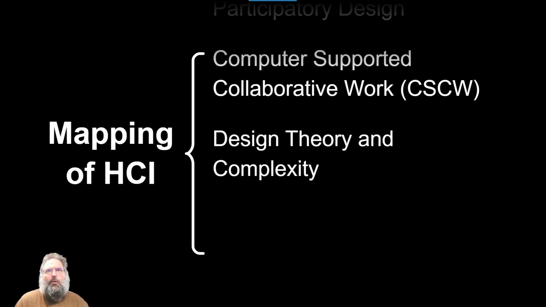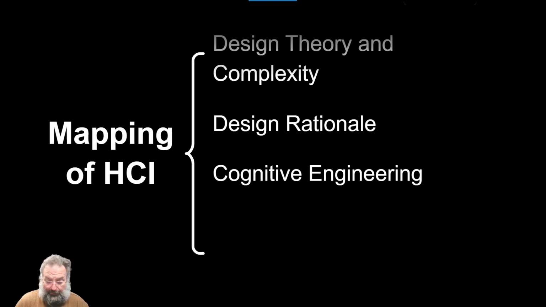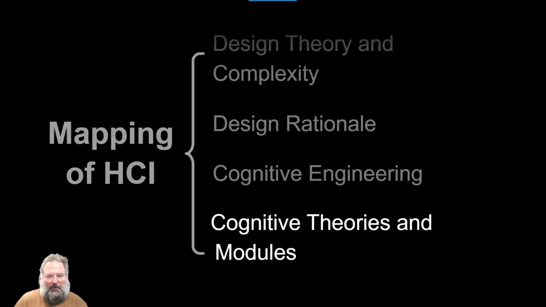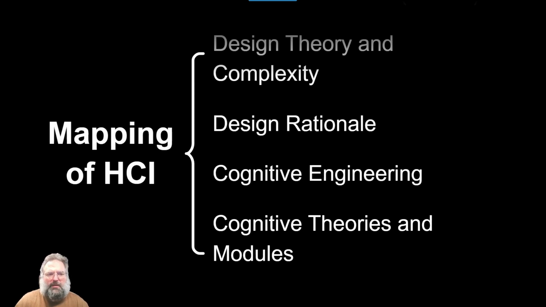Then you have these more academic approaches, such as design theory and complexity, of thinking about how to design things in a theoretically supported way, design rationale, of coming up with how do you take your design and make sure that it's making sense, cognitive engineering, of how do you design things in such a way that they're going to make sense intellectually to your users, and then cognitive theories and models. So those are some of the areas that go into or make up the domain of human-computer interaction.